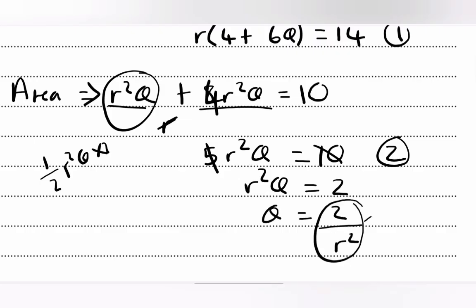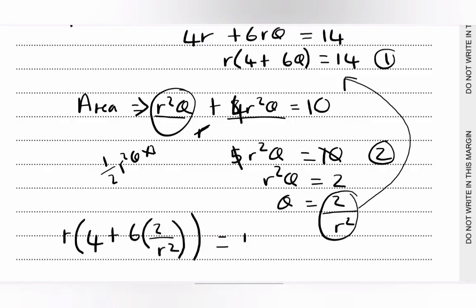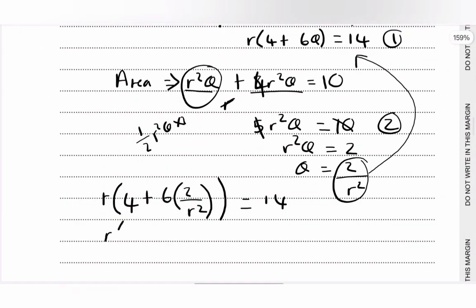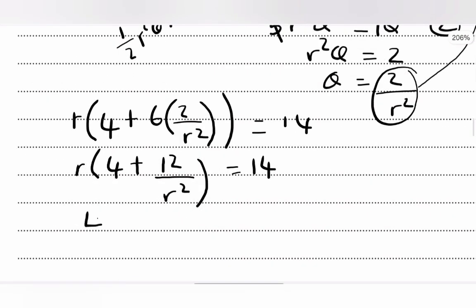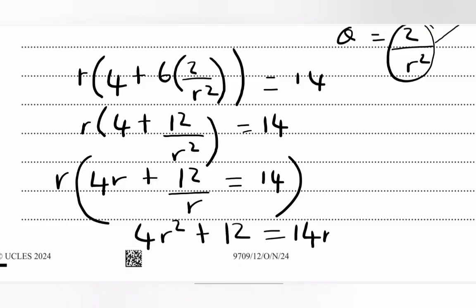And we can substitute this for theta into the first equation. So r times 4 plus 6 times 2 over r squared should give us 14. So this will be r times 4 plus 12 over r squared is equal to 14. Now 4r plus 12 over r will be equal to 14. And to clear that r in the denominator, we're just going to multiply everything by r. That is going to give us 4r squared plus 12 is equal to 14r.